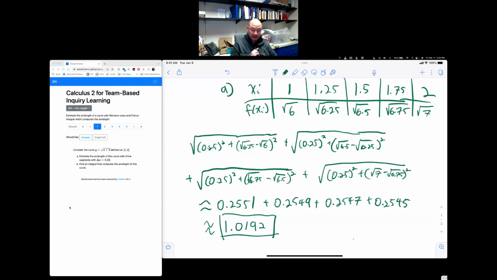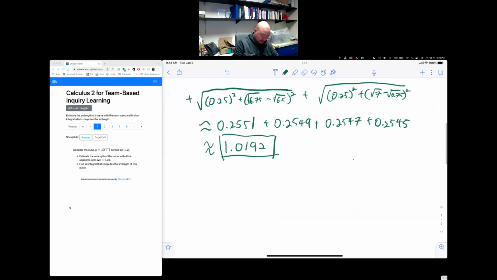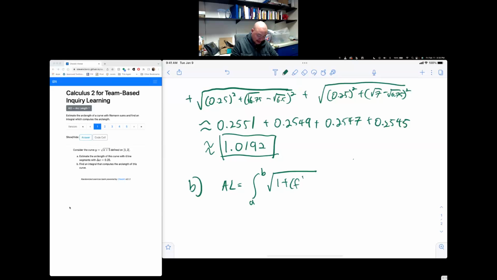The second part of this problem asks us to find an integral that would exactly compute the arc length of this curve. So we first note in general that the arc length is going to be a definite integral over the starting and ending x values of our curve of the square root of 1 plus the derivative of our function, which defines the curve, quantity squared, with respect to x.